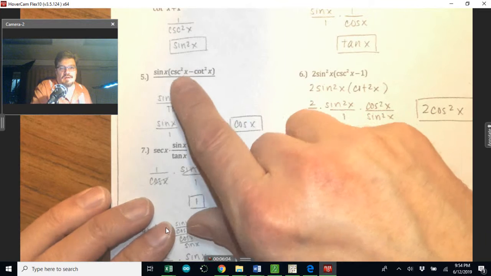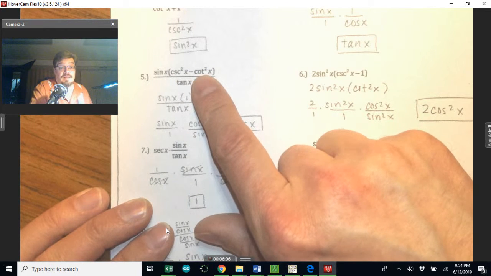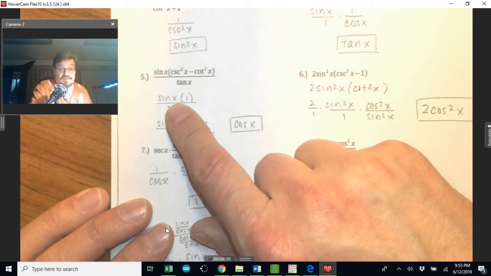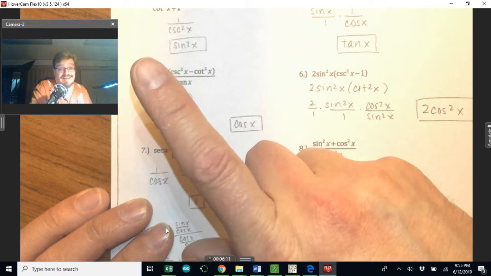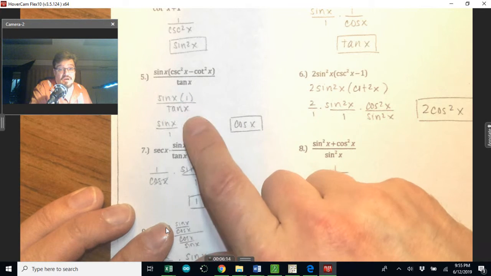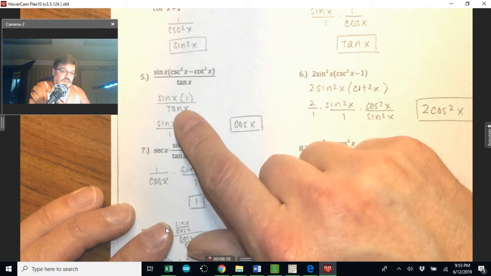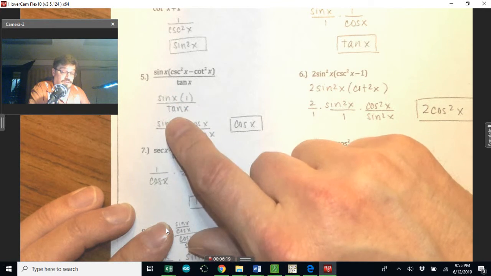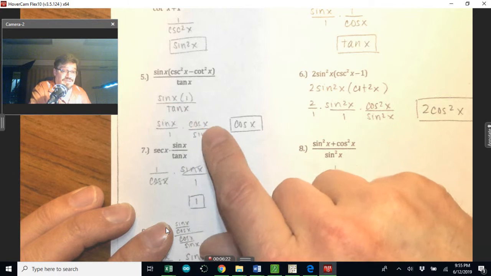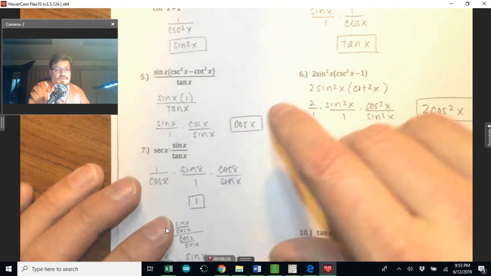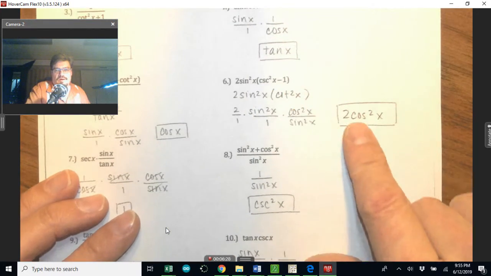All right, this one right here is an identity. It's 1, so therefore sine times 1 is just sine, right? But then tangent is cosine over sine, and this is actually the inverse of tangent, so that's cotangent. So the sine times cotangent is cosine over sine. Those sines cancel out. You've got cosine, and so on and so forth.